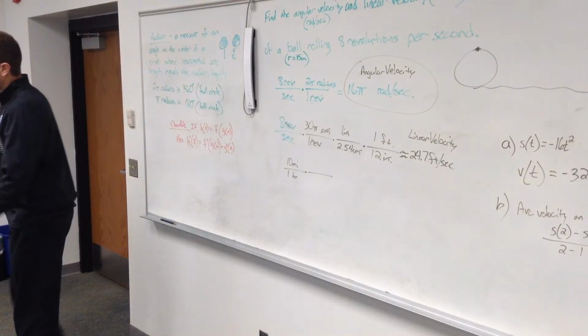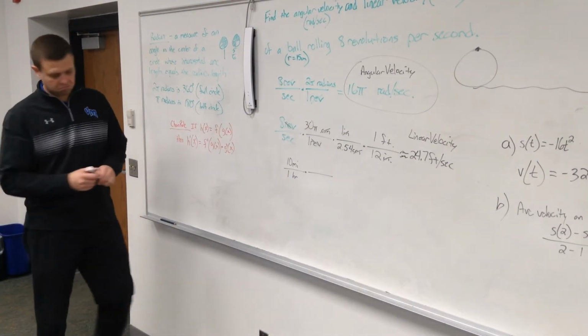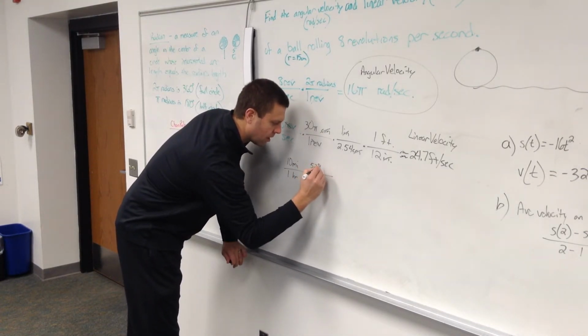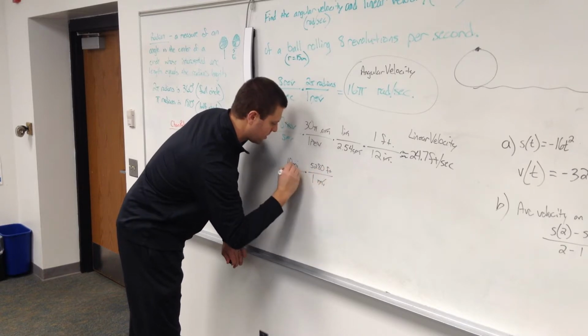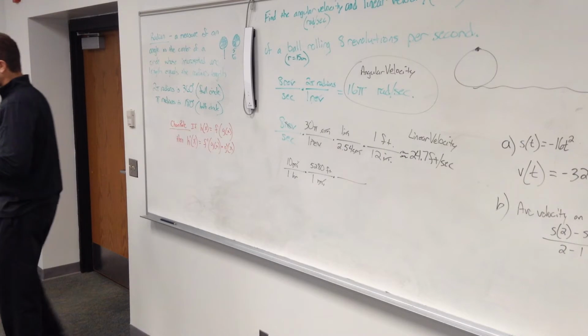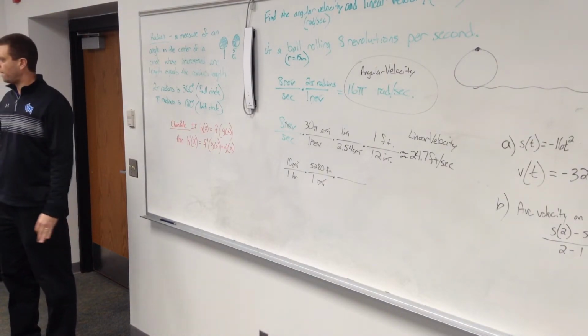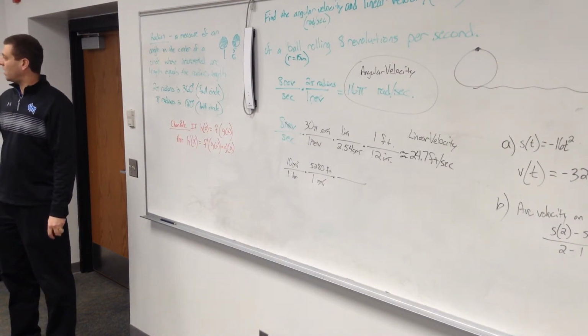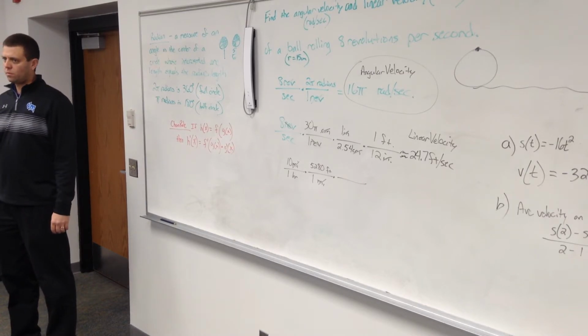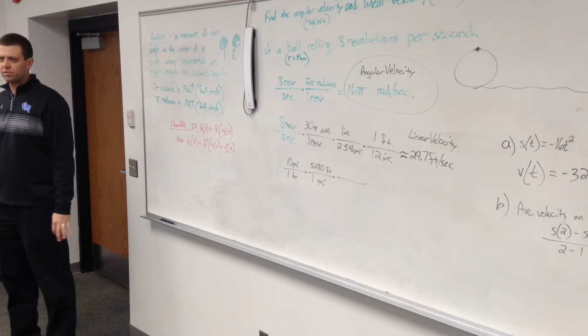Help me out. Go miles to feet. 5,280. Nice. 1 mile is 5,280 feet. Boom. Okay? Then what? Let's do inches. Well, the diameter's in feet, so I'd say we need to stay right where we're at with feet. So we should be able to change feet to what now? Revolutions. How many feet is a revolution?